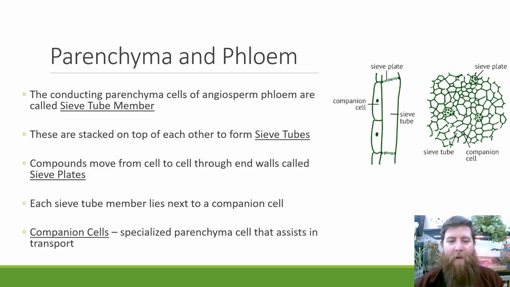Each sieve tube member lies next to a companion cell, and these help to keep them healthy, help assist in the transport, and make sure that fluids are moving all over the plant, because in phloem, remember, we're not just going top to bottom, we're also going bottom up, we're going sideways, all kinds of ways with phloem.